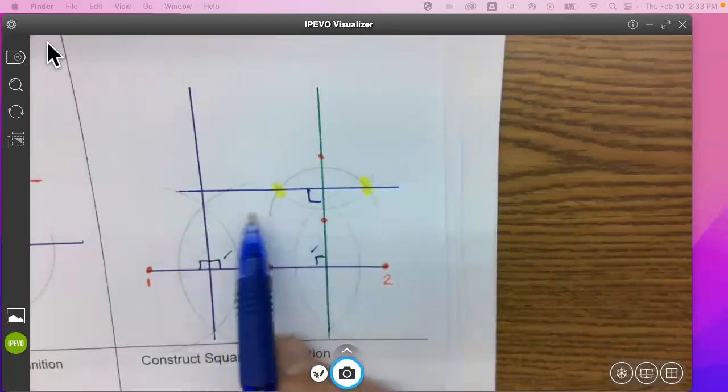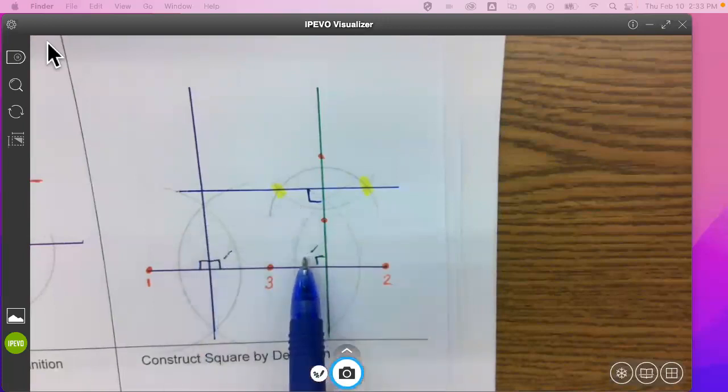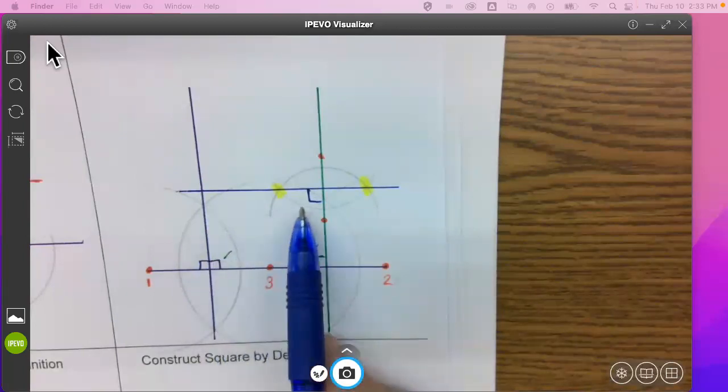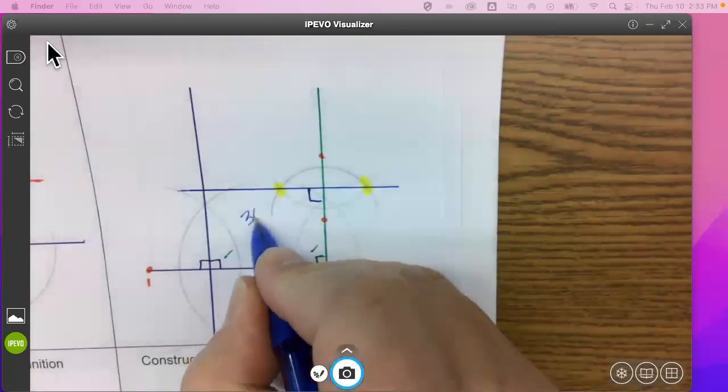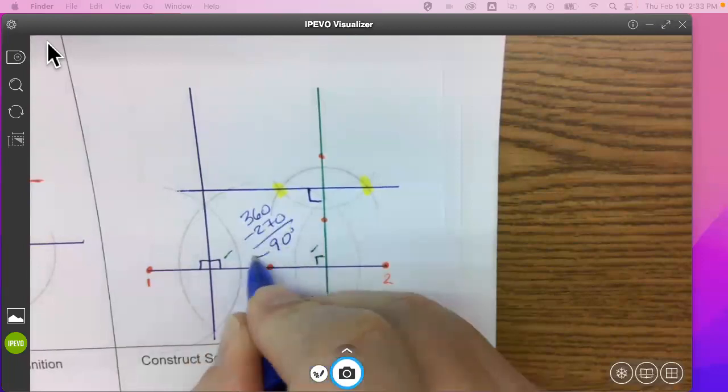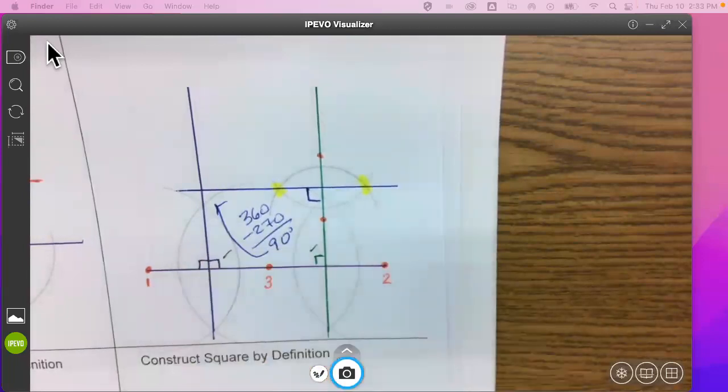What's the sum of the interior angles in a quadrilateral? 360. I've already got 90, 180, 270. So if I take 360 minus 270, that is 90 degrees. I don't have to do anything more. That's 4 right angles.